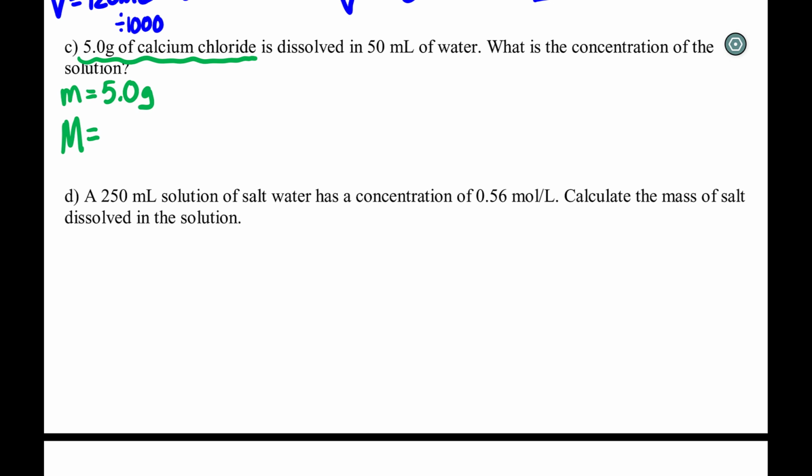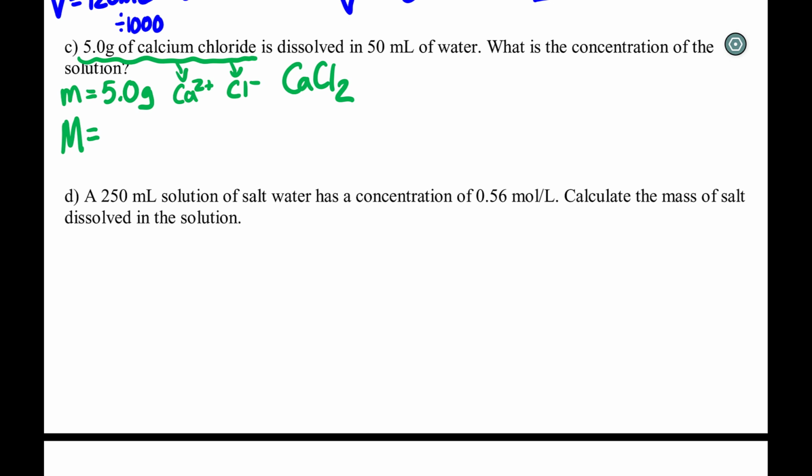In order to do this, I have to look up the ion charges on calcium and chloride. So this is Ca2+ and Cl-. And I've got to write out the formula for calcium chloride. So this is CaCl2.